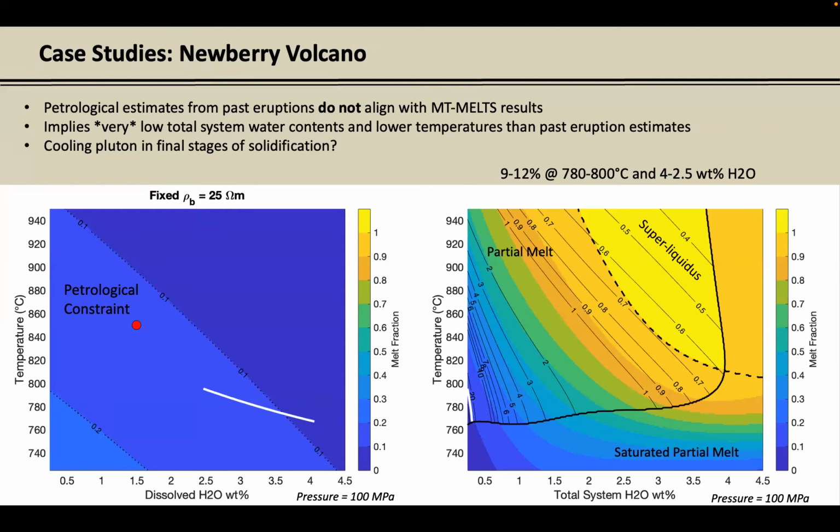And going into this, we didn't know where this 25 ohm meter contour was going to plot in this parameter space. Before you do the work, it could have plotted through here or here, but it ends up plotting just barely through here at all. And it's also at quite a bit lower temperatures when you plot onto this parameter space. It's a lot lower temperatures than what the petrological constraints from past eruptions would suggest. And so the overall interpretation of this is it implies that there are very low water contents and lower temperatures than past eruptions. And so the overall interpretation is that this could be considered a cooling pluton that's in the final stages of solidification.